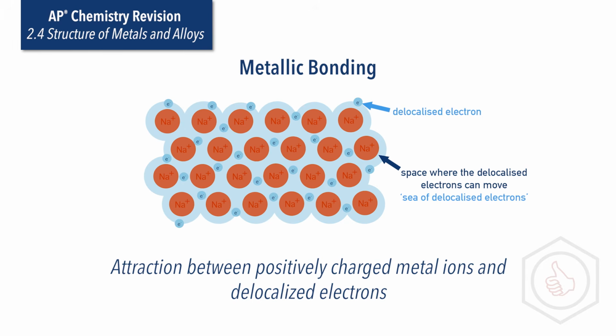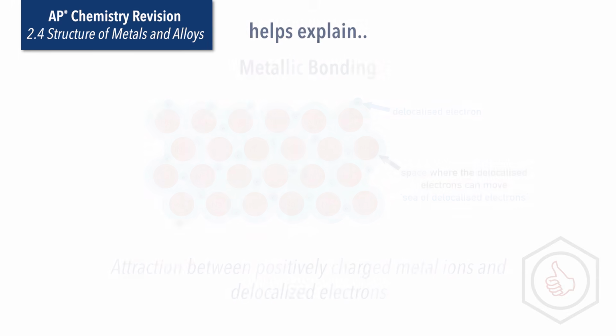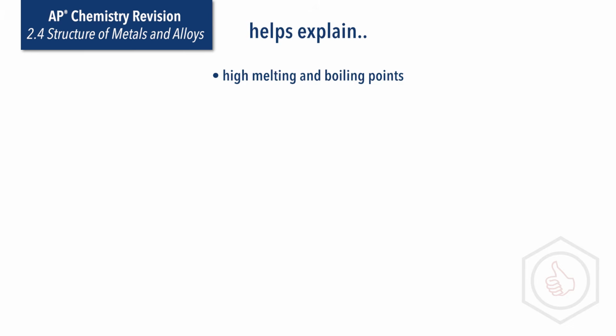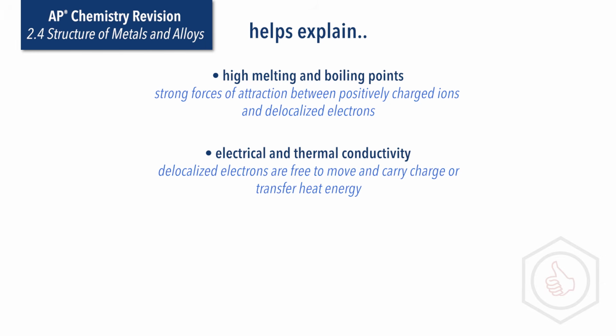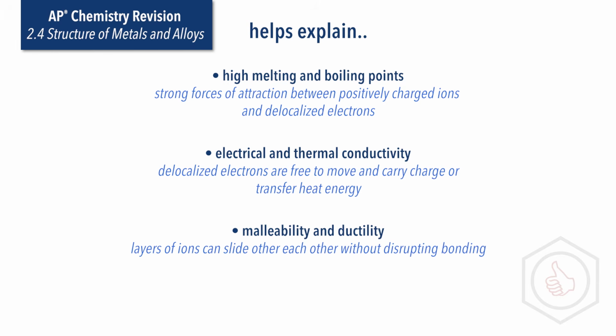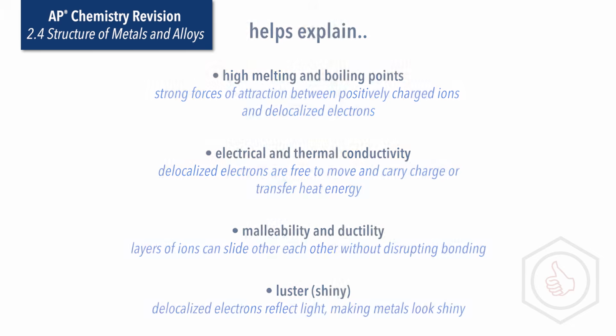have a negative charge. The metallic bonding model is very useful as it helps to explain some of the unique properties metals have, such as high melting and boiling points because of the strong attraction between the positively charged metal ions and delocalized electrons; electrical and thermal conductivity, because the delocalized electrons are free to move and carry charge and transfer energy in both solid and molten states; their malleability and ductility, because the layers of ions can easily slide over each other without disrupting the bonding; and their luster. The delocalized electrons reflect light, giving metals a shiny surface.